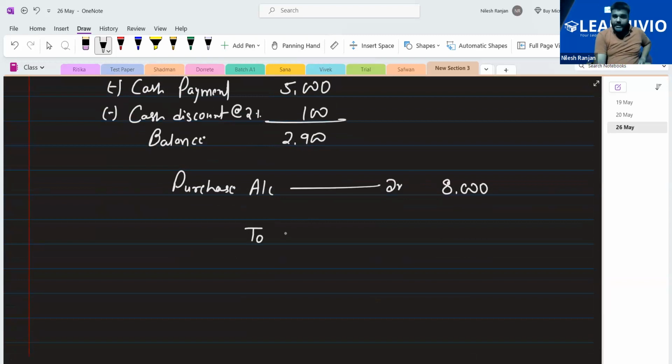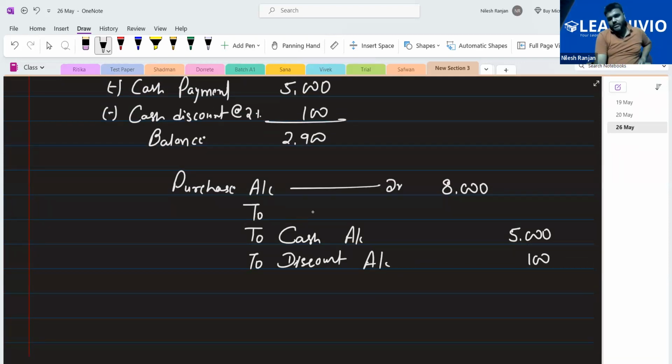Now you have paid 5,000 and they have given you a discount of 100 also. So discount account 100, and the balance amount will be written here in the name of that person. If it is not given in the question, then creditors account. So you'll write 2,900 here. So this is how a question of trade discount or cash discount will be solved. We will discuss some other questions related to this topic in our next class.